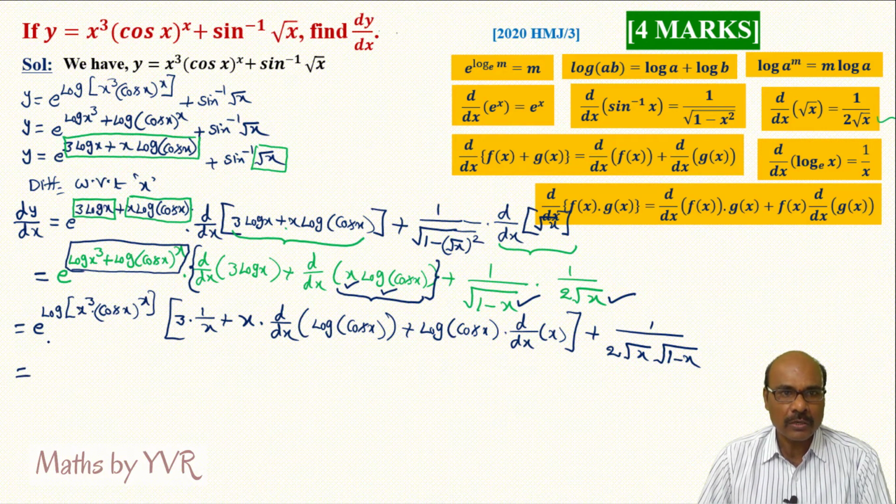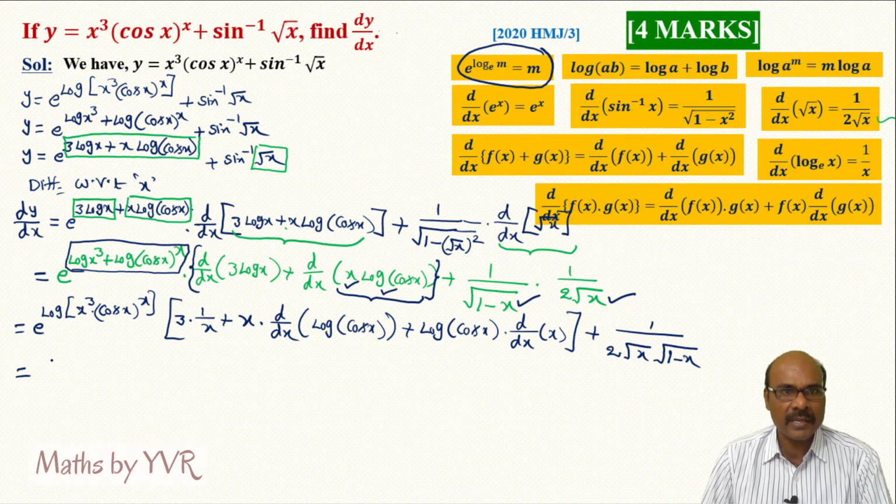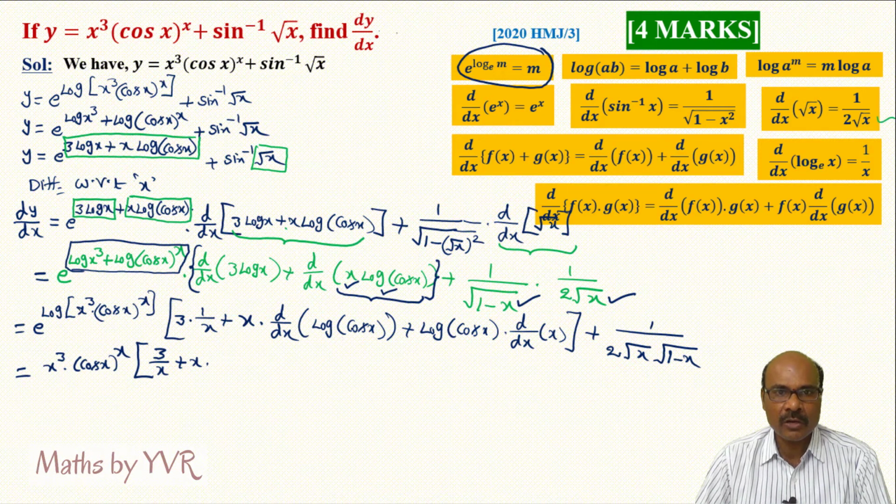That is equal to, now if you observe this function, it is clearly in the form of e power log m base e is equal to m. So by applying that property, how can we write this one? We can write x cube into cos x whole power x, into 3 into 1 by x, we can write 3 by x, plus x into, so what is the derivative of log of cos x? This cos x term, if we consider it as x, then clearly it is in the form of log x. But we know the derivative of log x is 1 by x.